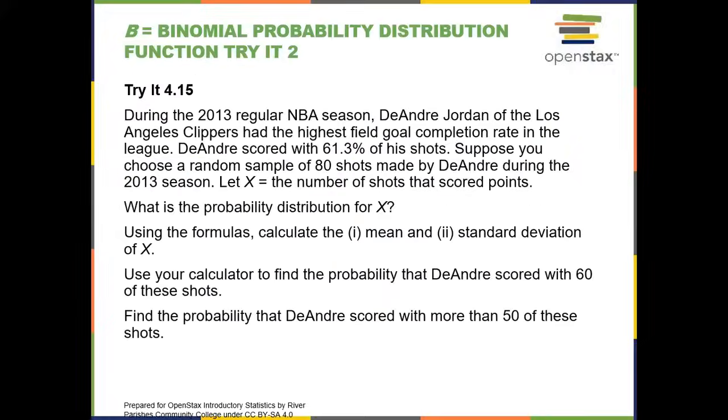Okay, let me go back to that problem. Find the probability, the last one, scored with 60 of these shots out of 80. So n is 80, probability of success is 0.613, and x is equal to 60. So it's a case of binomial PDF, not CDF. So second verse, scroll down to A as in apple, binomial PDF, hit enter. Number of trials is 80. Probability of success is 0.613.